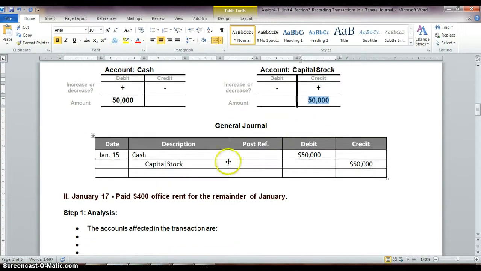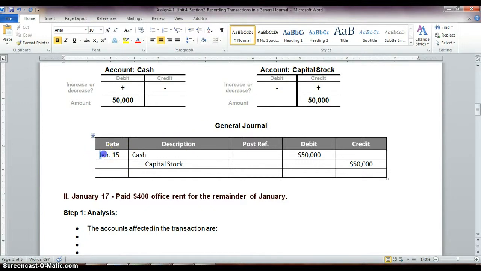Now the new part is we're going to copy that information over into a general journal. Eventually we get to skip the T account part altogether, but that's just breaking it down for you so that you can copy it over into the general journal. Then eventually we'll take it out of the general journal and put it into your ledger. But first we need to put these in our journal.